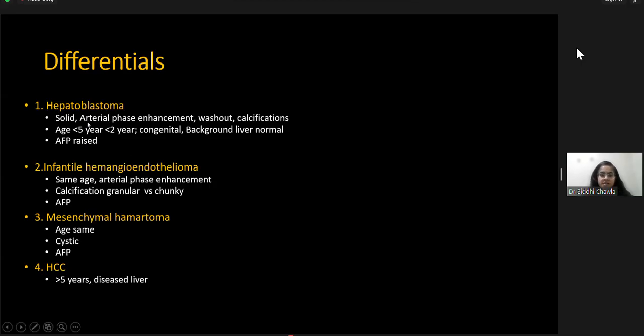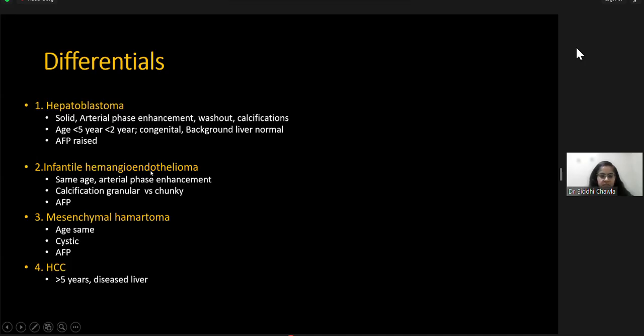So hepatoblastomas, as I told you, are solid and show arterial phase enhancement. They show washout. Sometimes they can show calcifications, and fat can also be seen within the hepatoblastoma. Mostly the age is less than 5 years, and most cases occur in less than 2 years of age. Mostly they are congenital, and the background liver, you will always see, is normal in these cases. Again, we all know AFP level will be raised.